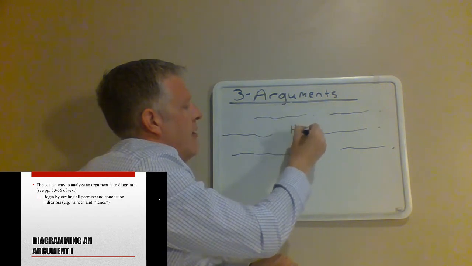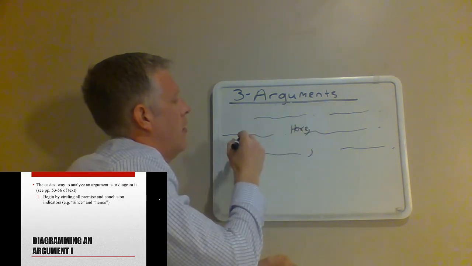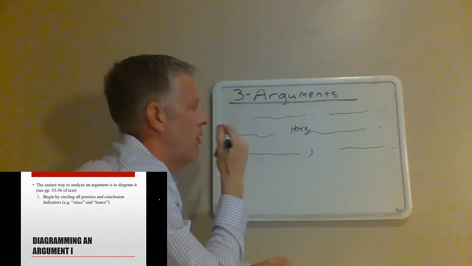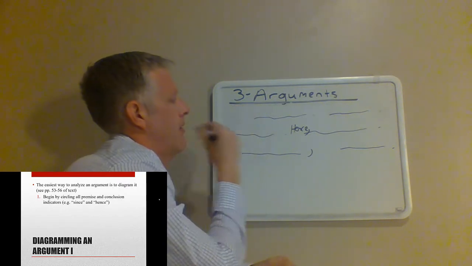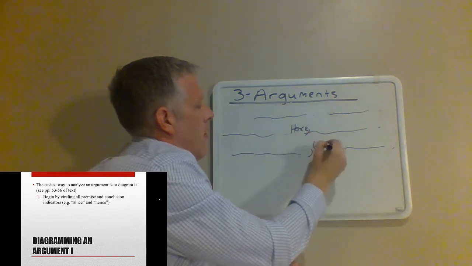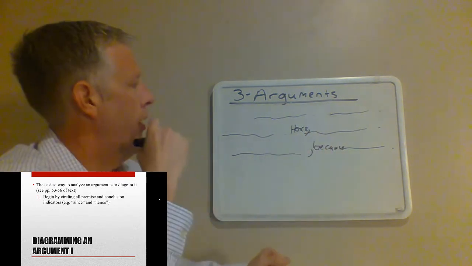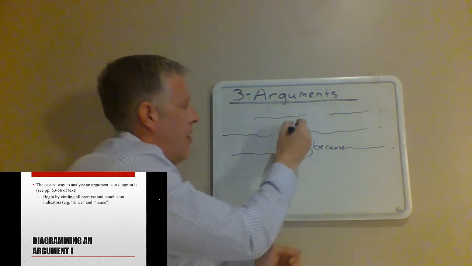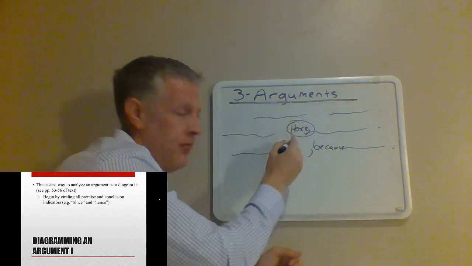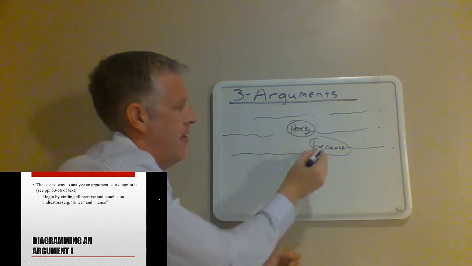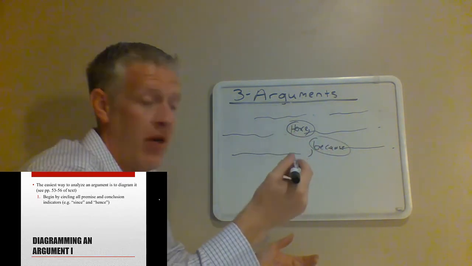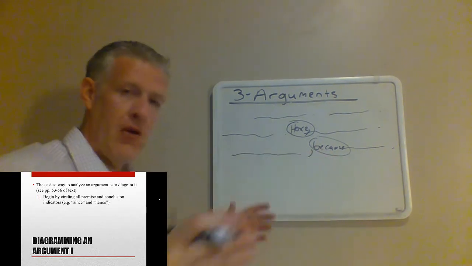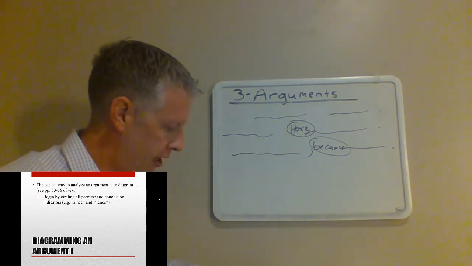Let's pretend "hence" was here. In this case, we have two indicator words, right? We know this is an indicator word for a conclusion, and this is an indicator word for a premise, at least when it's included in an argument. So that's our first step: circle premise and conclusion indicators.